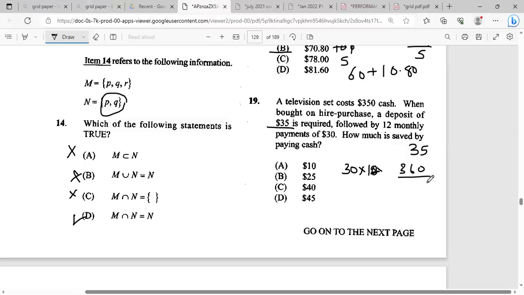It's supposed to be 395, right? So it's 395. But if you had bought it for cash, it would have been 350. So we subtract 350 from it, which leaves $45.